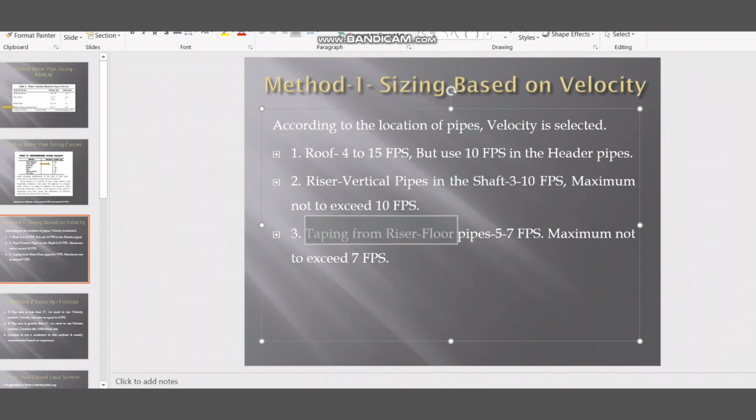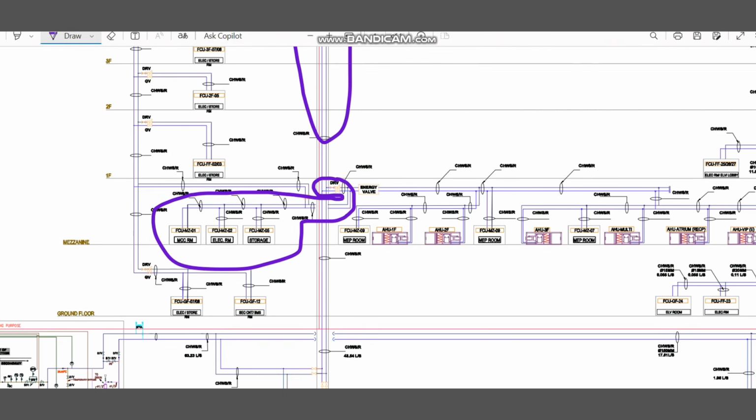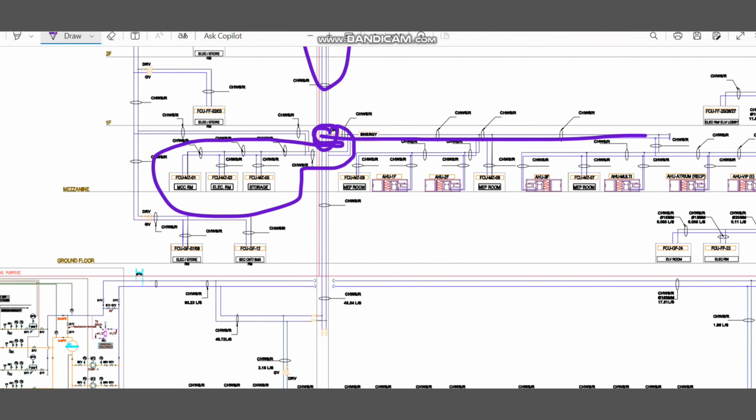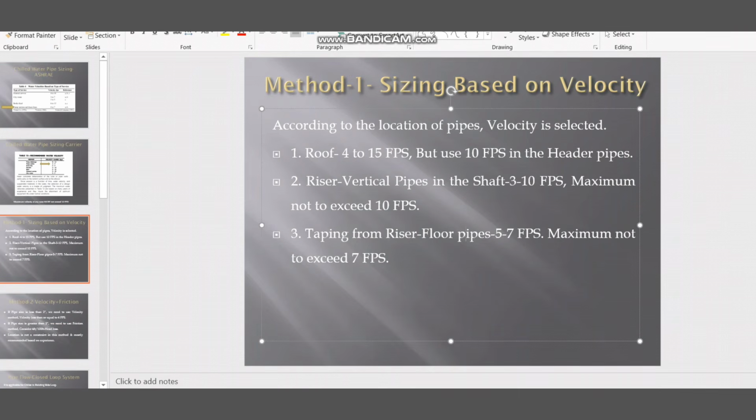And the tapping from the riser. If you go down, you see the tapping point, as I indicated here. From here it is going to the different rooms on the floors. For the tapping area, 5 to 7 feet per second we can follow, and the velocity should not exceed 7 feet per second.